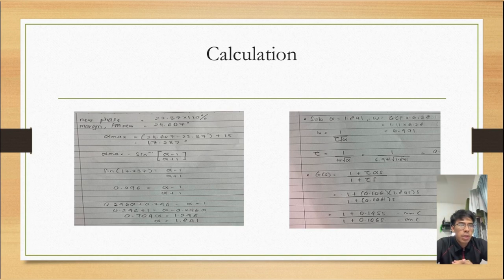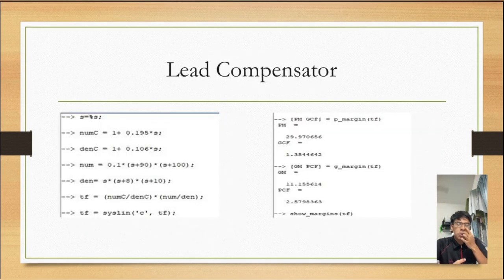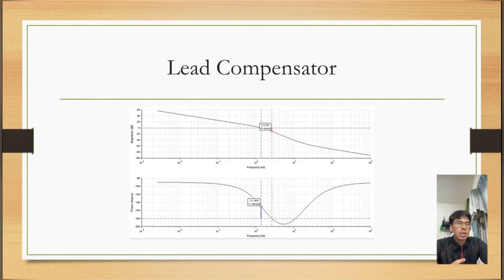For our equation, we get the new G(s) equal to 1 plus 0.195s over 1 plus 0.106s. After that, by using Scilab, we need to use the given code, but we need to change the numerator C and denominator C with the values that we get from the calculation. After that, we will get the graph.